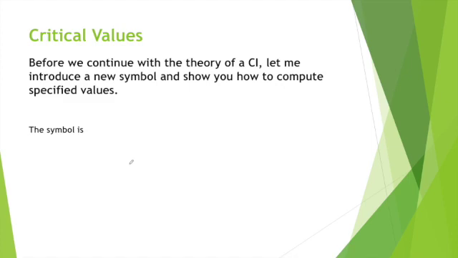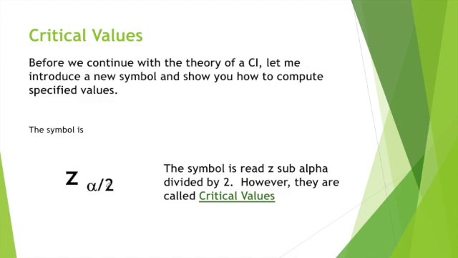So let's talk about critical values. Before we move on into our theory of confidence intervals, we have to talk about a new symbol and how to compute some specified values. This symbol is z sub alpha divided by 2. These are called critical values. Remember that z sub alpha over 2 is the z-score from chapter 6. If you aren't familiar with how to find a z-score, go ahead and review that in chapter 6.